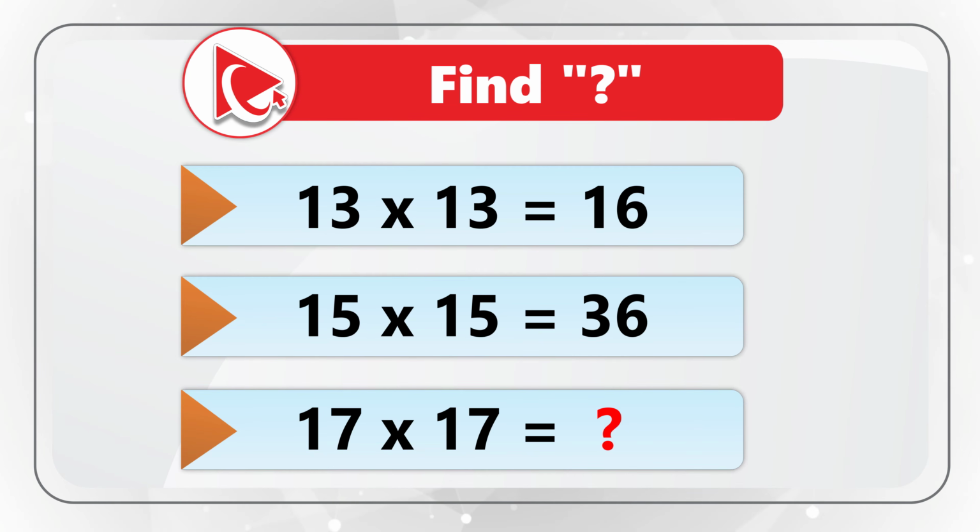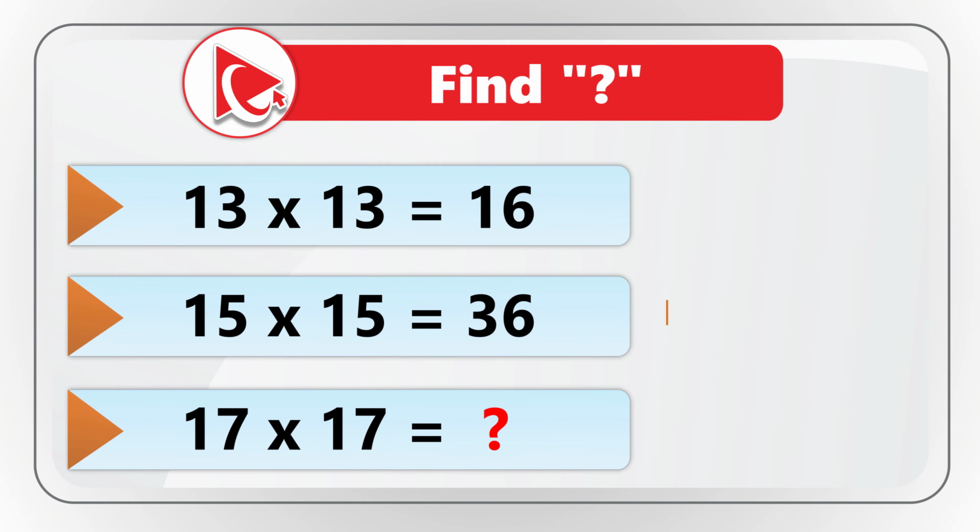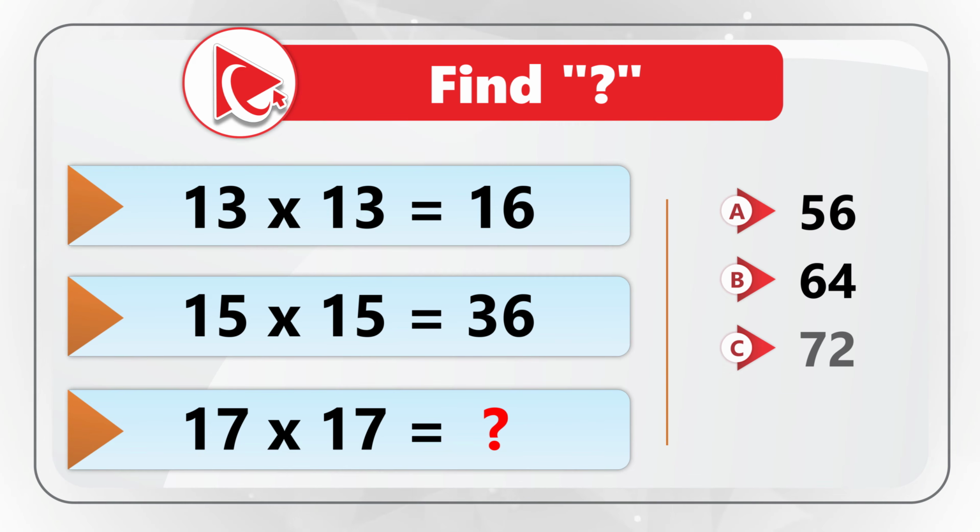You need to calculate and select the missing number out of 4 different choices. Choice A, 56. Choice B, 64. Choice C, 72. And choice D, 81.